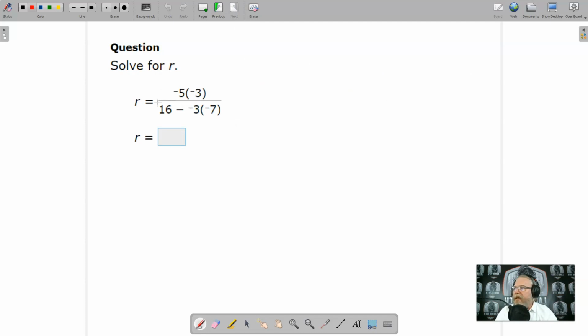Final example here for order of operations. Going to solve for R. So let's go ahead and do our negative 5 times negative 3. And then we have 16 minus negative 3 times negative 7. Okay, this one might get a little bit tricky. So let's go ahead and do that numerator first. That's the easy part. Negative 5 times negative 3. Negative times negative is positive. 5 times 3, that's going to be 15.